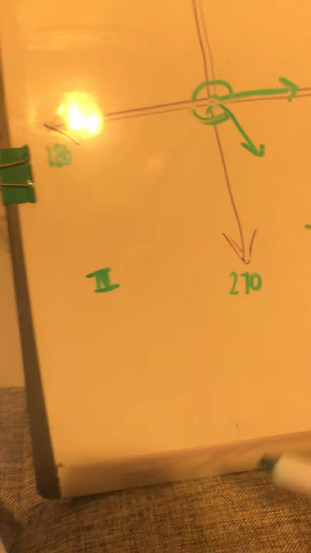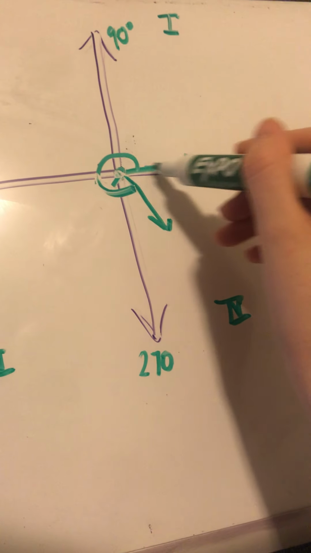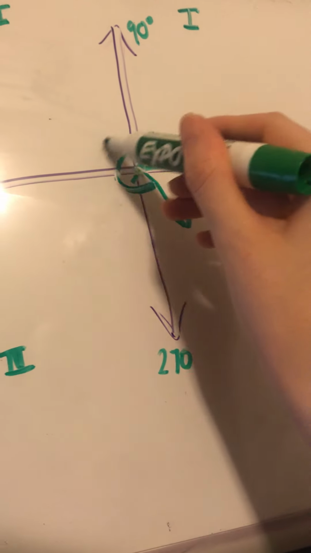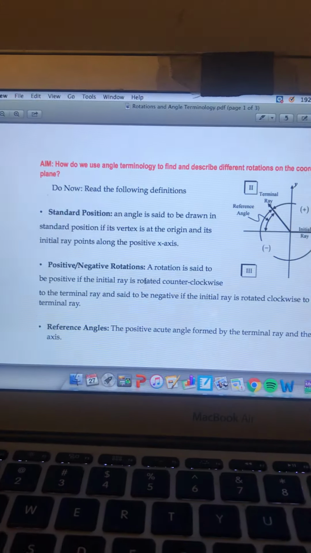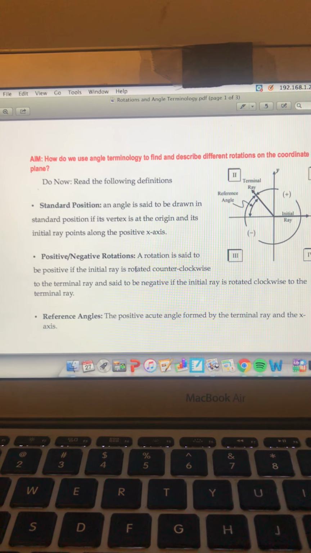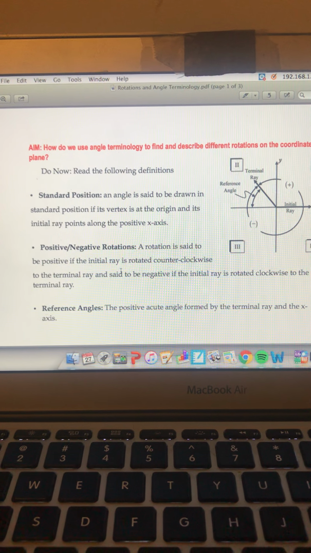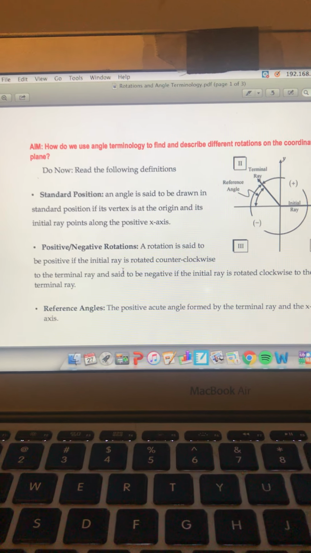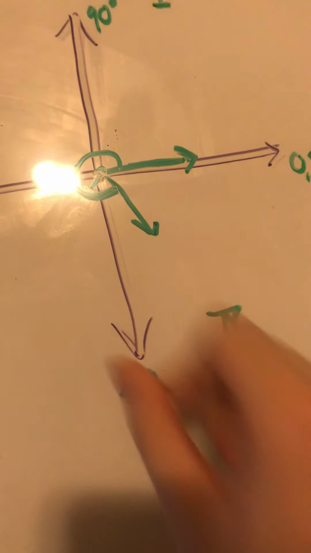So notice when I drew my angle here, my initial ray started along the x-axis, and I always went counterclockwise. That's how all of your angles have been drawn up to this point. And that's called a positive rotation. When your initial ray is rotated counterclockwise to the terminal ray, that's what we call a positive rotation. So that angle right there is a positive rotation.